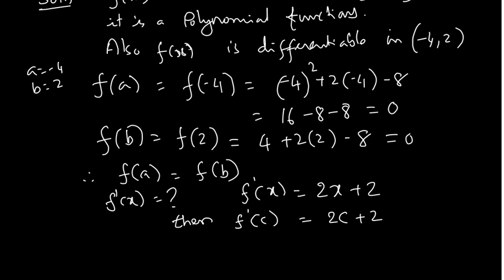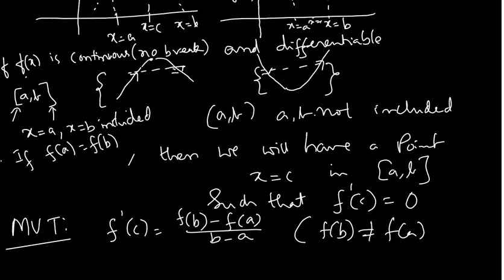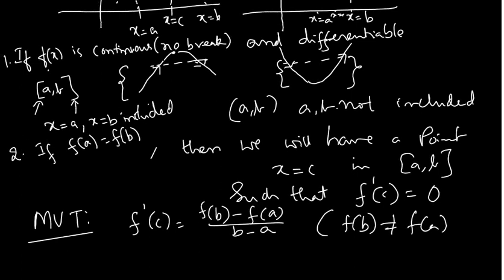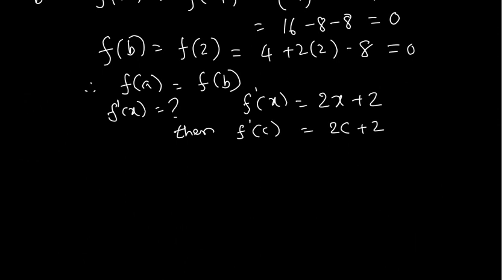Why? That's what Rolle's theorem stated, right? So you need to have f dash c. Where is that written? See here, f dash c equal to 0. I wrote it here, right? So that's why we need to be showing f dash c to be 0. So this is f dash c. Equating that to 0, we get 2c plus 2 equal to 0, which implies 2c equal to minus 2, c is equal to minus 1.